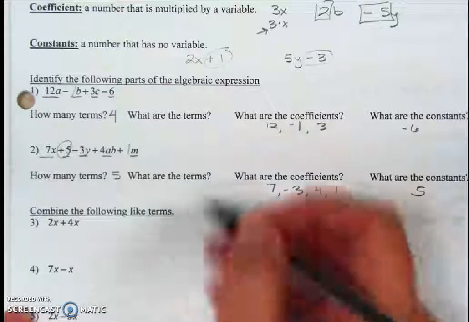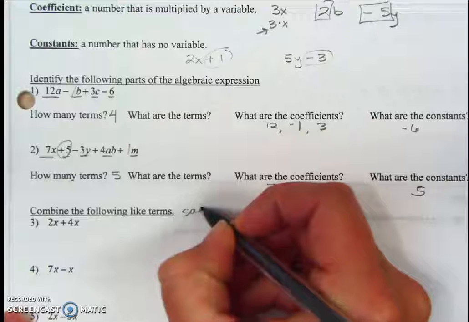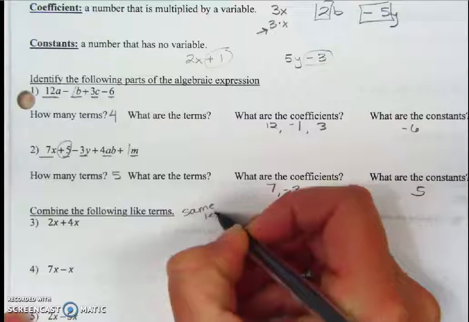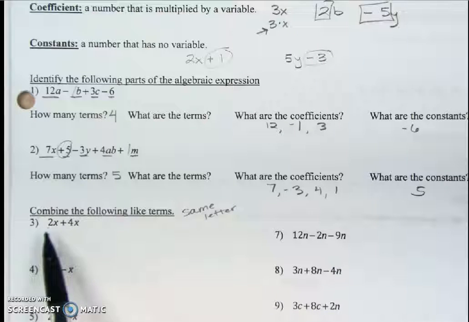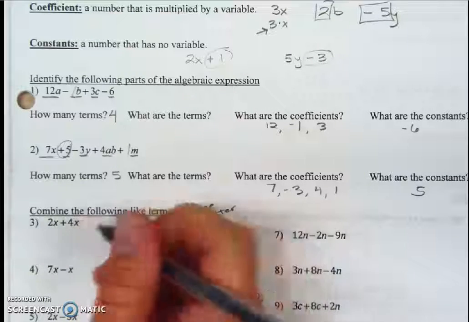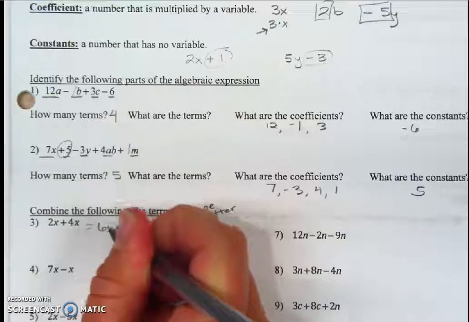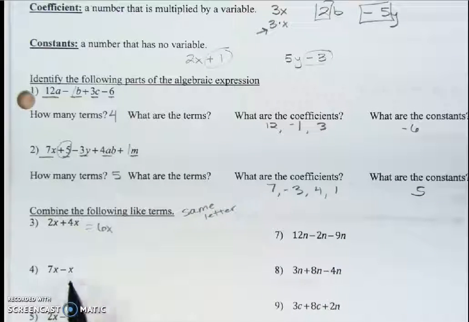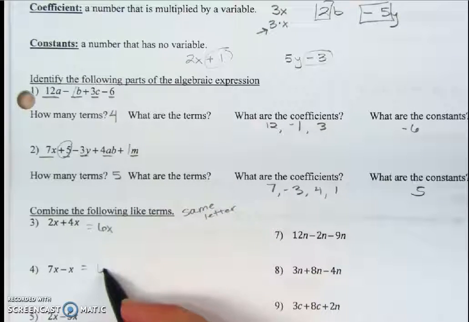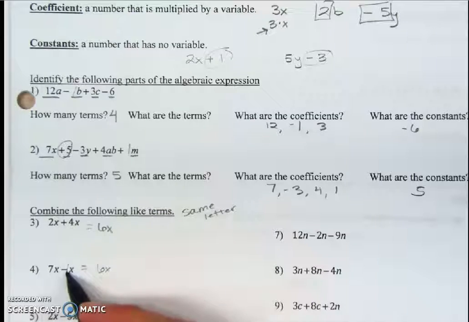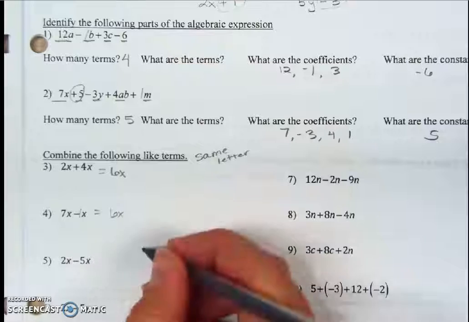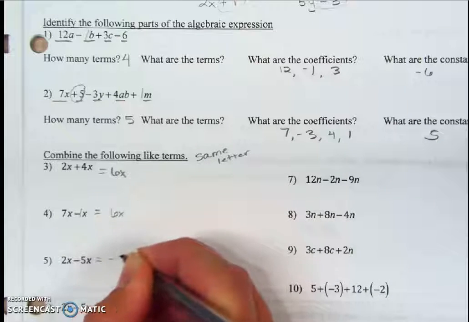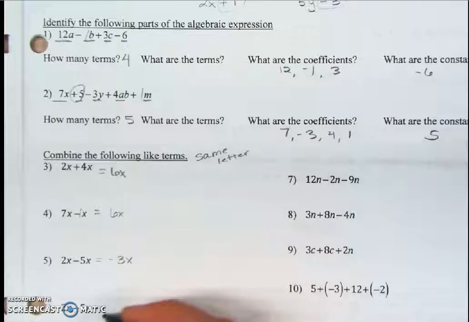So here, because they have the same letter, so I'm going to write in here same letter, but it also means same exponent, same letter, then I can combine the numbers together. So 2x plus 4x would equal 6x. 7x minus an x would equal 6x because there's a 1 in front of this that we don't see. 2x minus 5x is going to give me negative 3x.